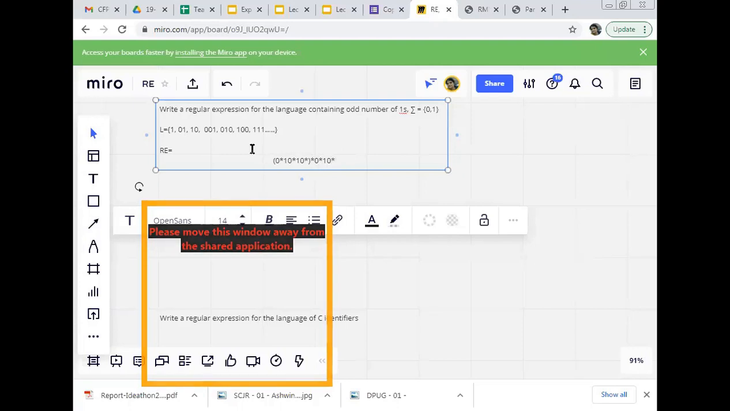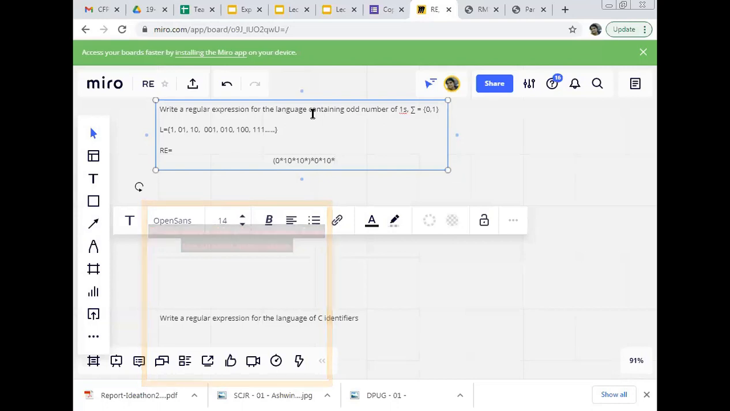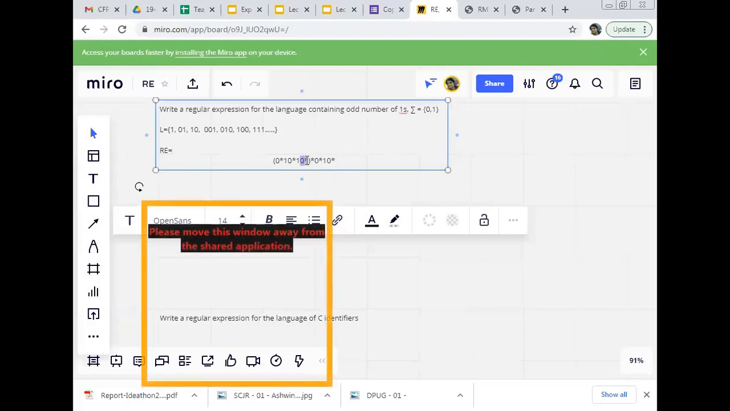Yes, Ishani, now you are right. Yes, Karthik. This zero, you can put it or you can remove it because we already have a zero star here. No problem, even if you add it, even if you don't add it. I hope you got this answer. Is this clear?